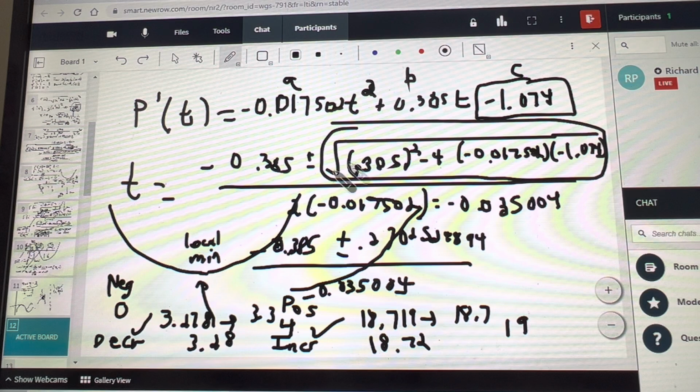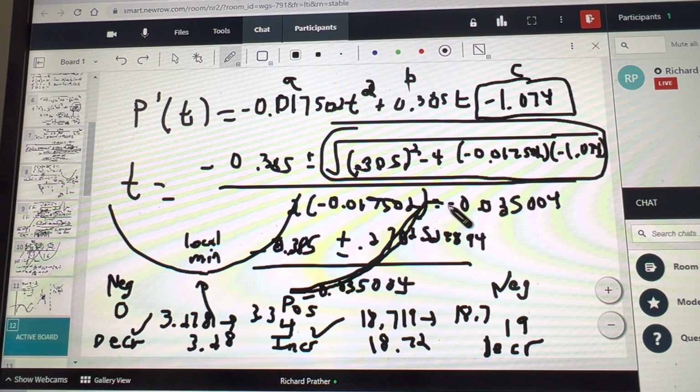So we went negative, positive, negative for the derivatives. That means we went decreasing, increasing, decreasing for the original function. So it's going to increase till it gets to this critical number, then it decreases after that. That's a local maximum.